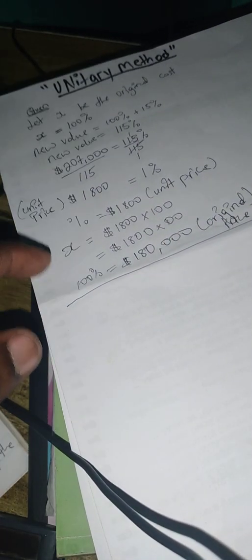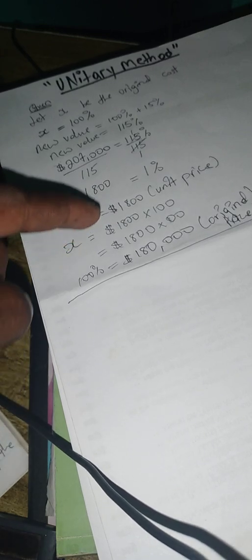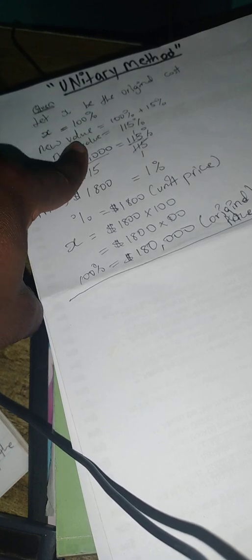So that is it. You basically find 1%, and then with the 1%, you multiply it by 100 at all times, and you get the original price. Now, moving on to the multiplier method.